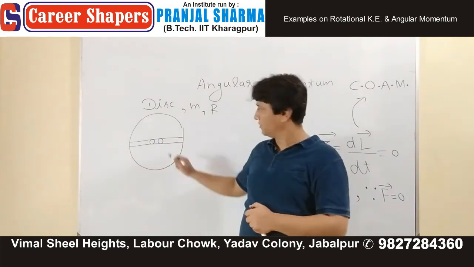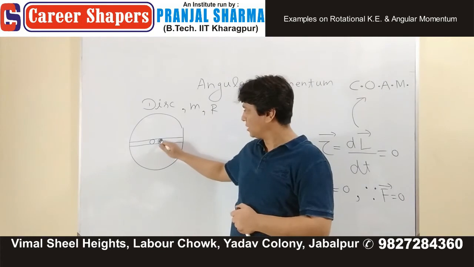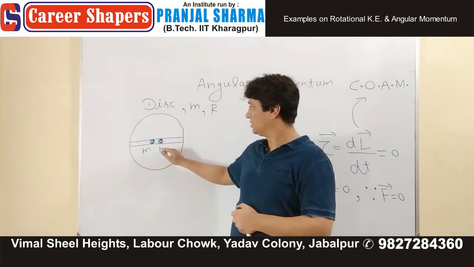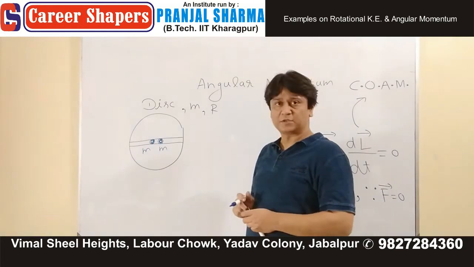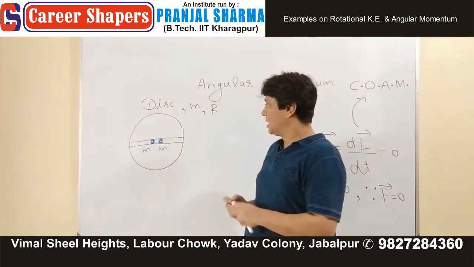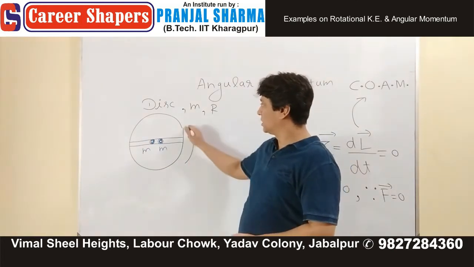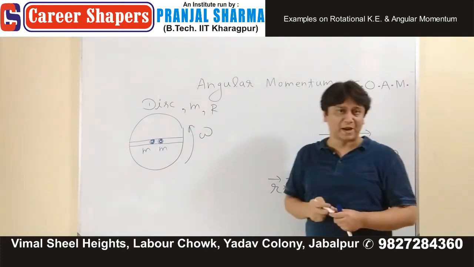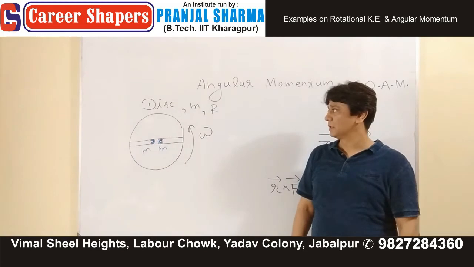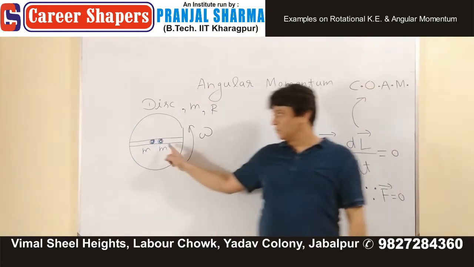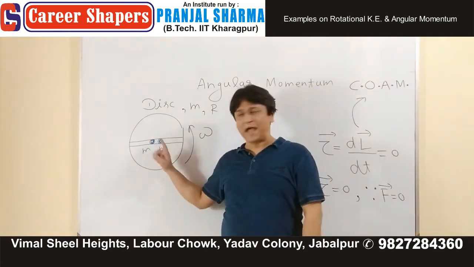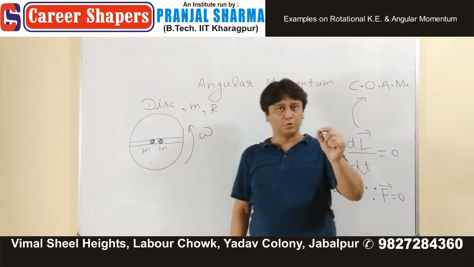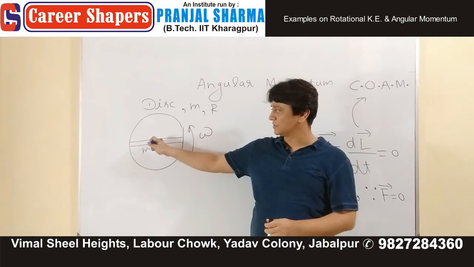I hope you can see these. These are two tiny balls of mass m each. They are placed, and this circular disc is rotated with angular velocity omega. These tiny balls of mass m are initially placed close to the rotational axis.